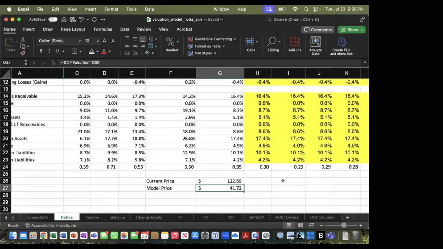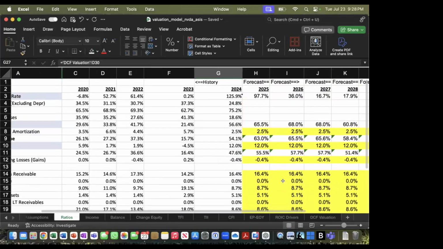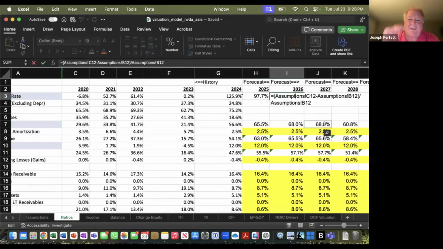I'm so sorry. Do you mind going back just to look at cell I3 on ratios? Current year minus previous year divided by previous year. Assumptions C12 would be the 26 revenue. Assumptions B12 would be the 25 revenue. Divided by assumptions B12, 25 revenue. So it's that formula just being applied 5 times. And I'm driving off the assumptions tab. So I'm backing in to match it exactly.